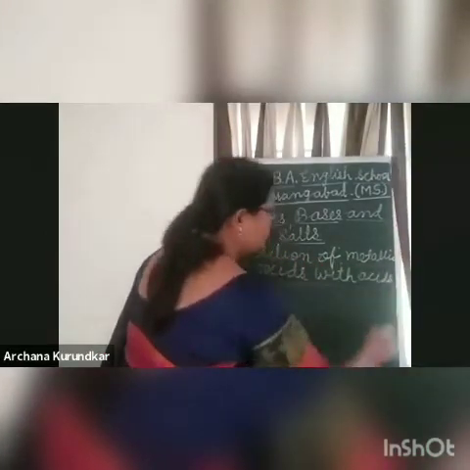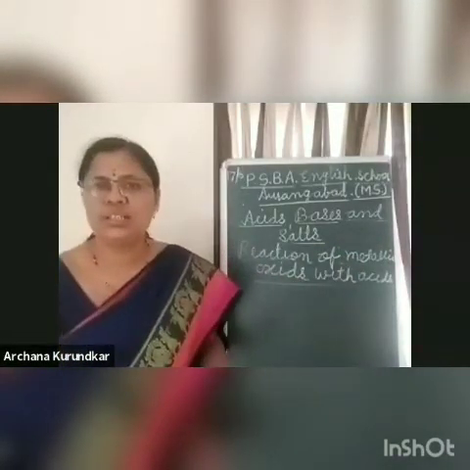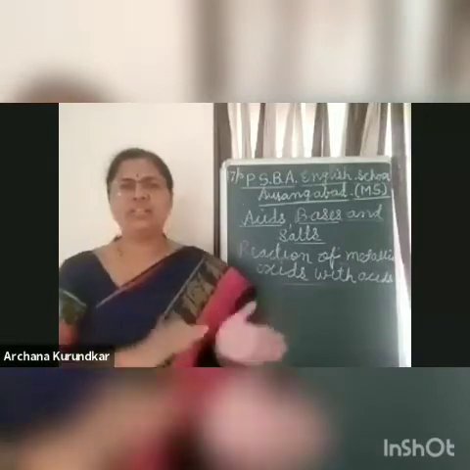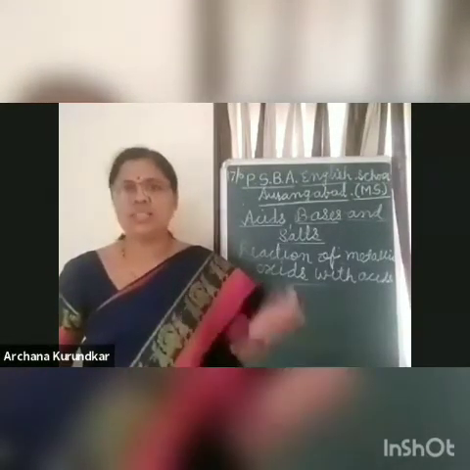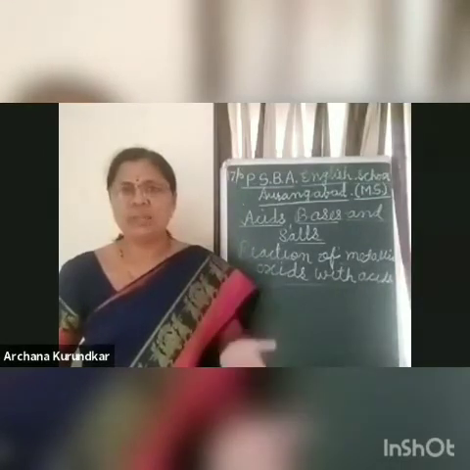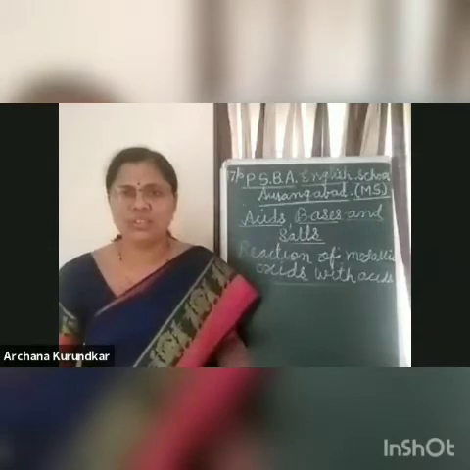Reaction of metallic oxides. So what are the examples of metallic oxides, children? Metallic oxide means metal oxides, right? Na is the metal, copper is the metal, K is the metal. These are the metals, and its oxides are metallic oxides.